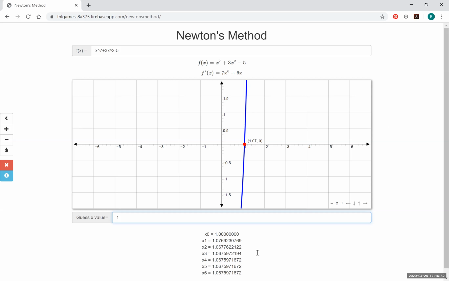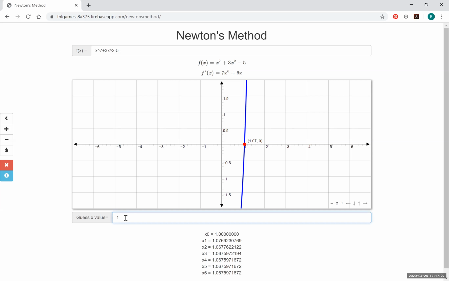And you can actually see all the iterations that this is going through. Here's your x naught is 1, and then x1, x2 values. And we see we get convergence pretty quickly there. x4, x5, and x6, they're all the same values. So Newton's method has converged pretty quickly on this problem. So found the root around 1.07, and there we go.